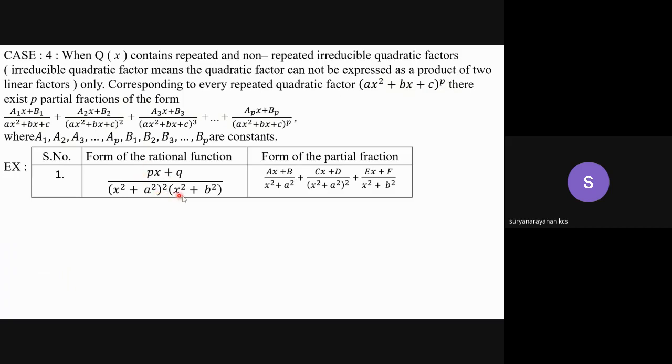Is this rational function a proper rational function? Yes, sir. What is the degree of the numerator? 1, sir. Very good. What is the degree of the denominator? 3, sir. Not 3. See here x square. 6, sir.